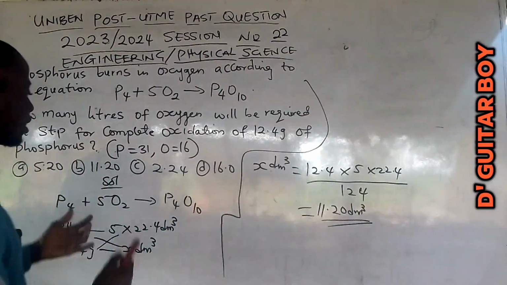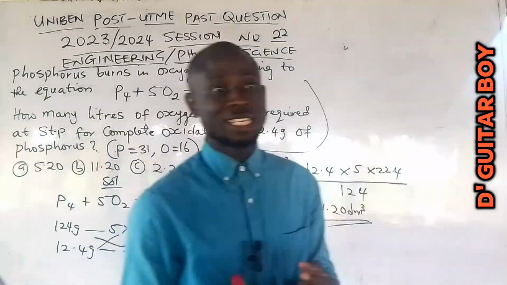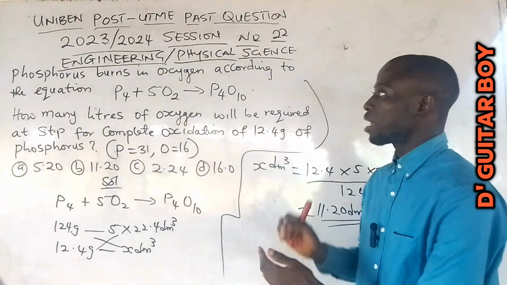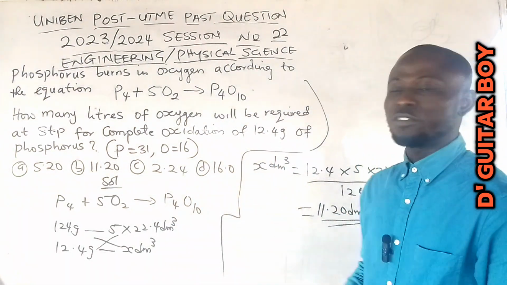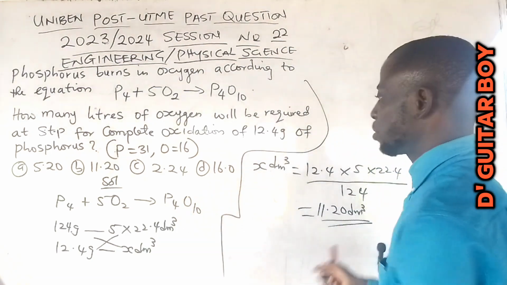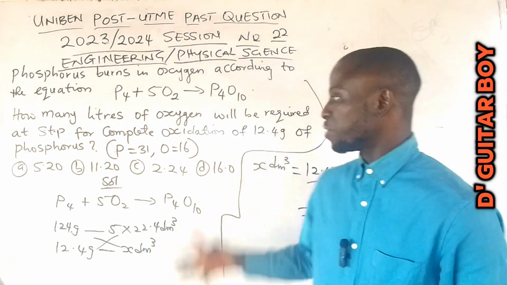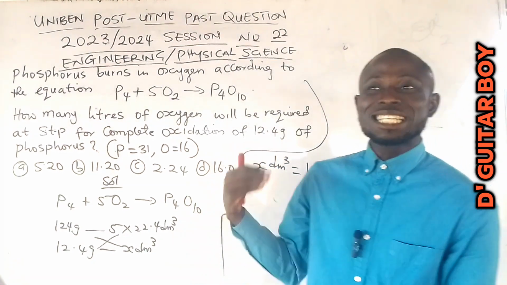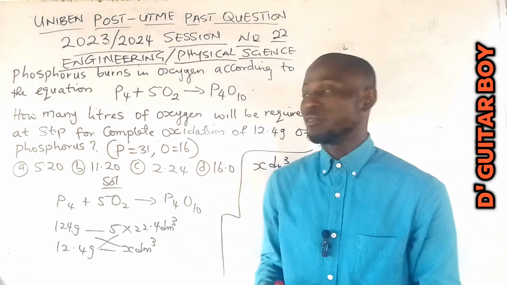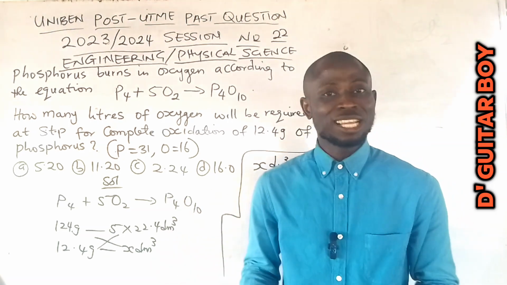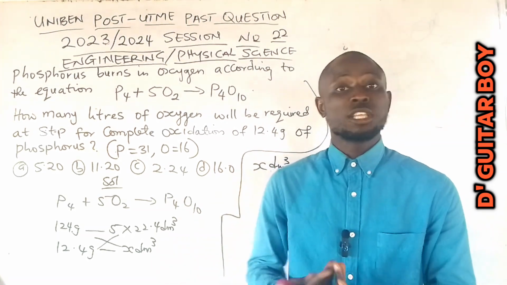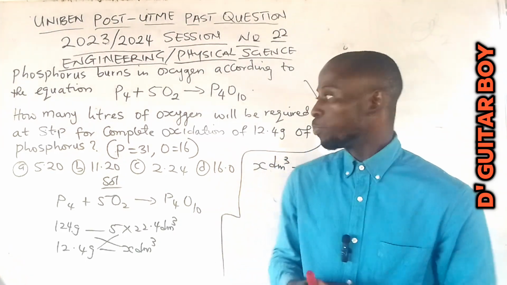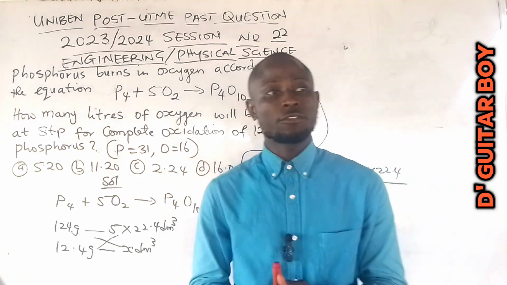You see how simple it is. Like I said before, if I was in the examination hall, I would not even bother to write all these things. I would just punch my calculator, because I understand the chemistry behind the calculation. That's why I usually try to explain the chemistry. If you don't understand the chemistry behind it, calculations will be difficult. But if you understand the chemistry behind it, calculations are simple. So this would be the end of this video.